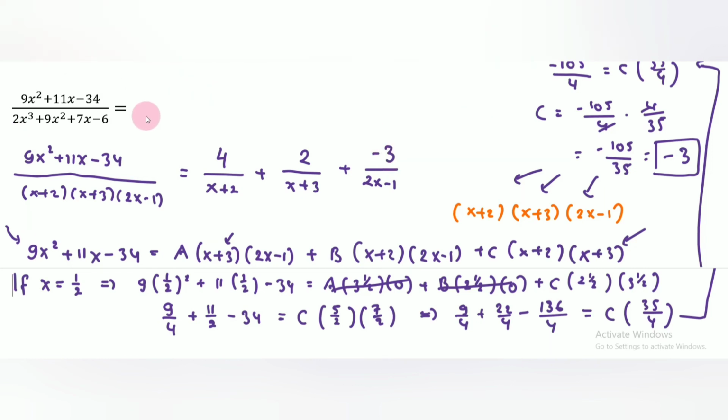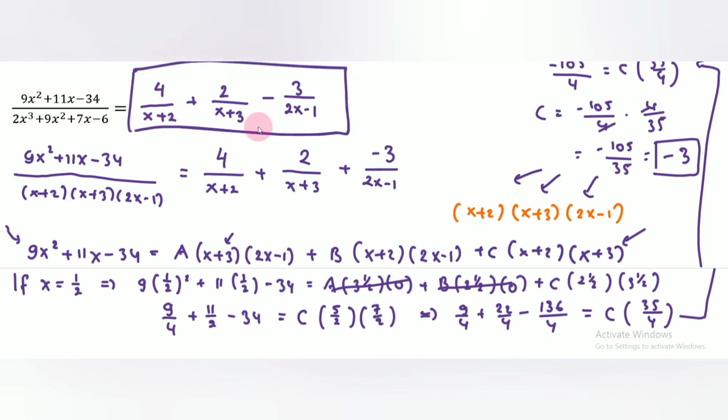So the conclusion is, when I do the partial fraction decomposition, I just find the 3 addends of these rational expressions. This one will be 4 over x plus 2, added by 2 over x plus 3, minus 3 over 2x minus 1. So you can do it that way. And that is the final statement. Okay, so yeah, that is partial fraction decomposition.